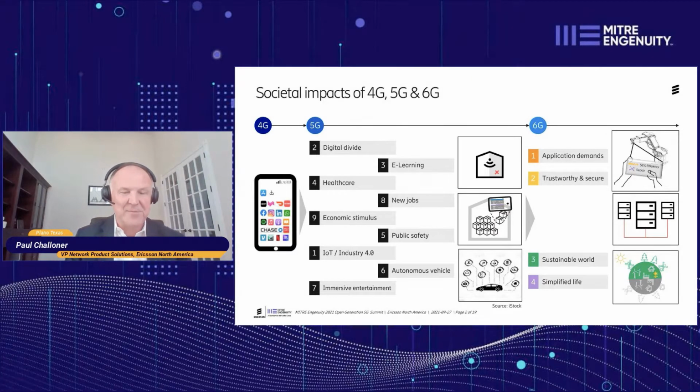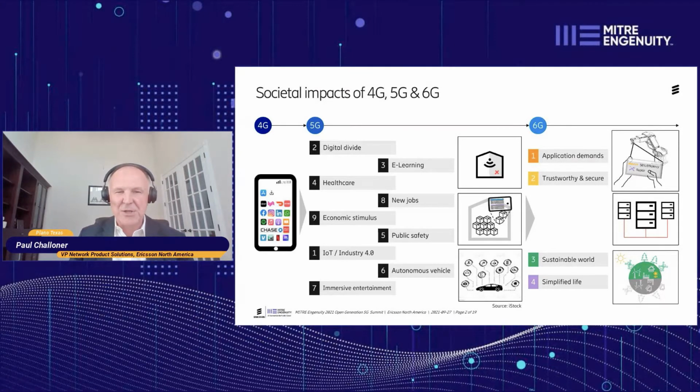So that's something that needs to be focused on. And the expectation is that 6G helps us with our sustainability goals. And in fact, the 17 UN sustainability goals are something that 6G will contribute to. And then, of course, overall, we want to make sure that our lives are made more simple and simplified. And that's another key goal for 6G. So that's how we move from 4 to 5 to 6G.